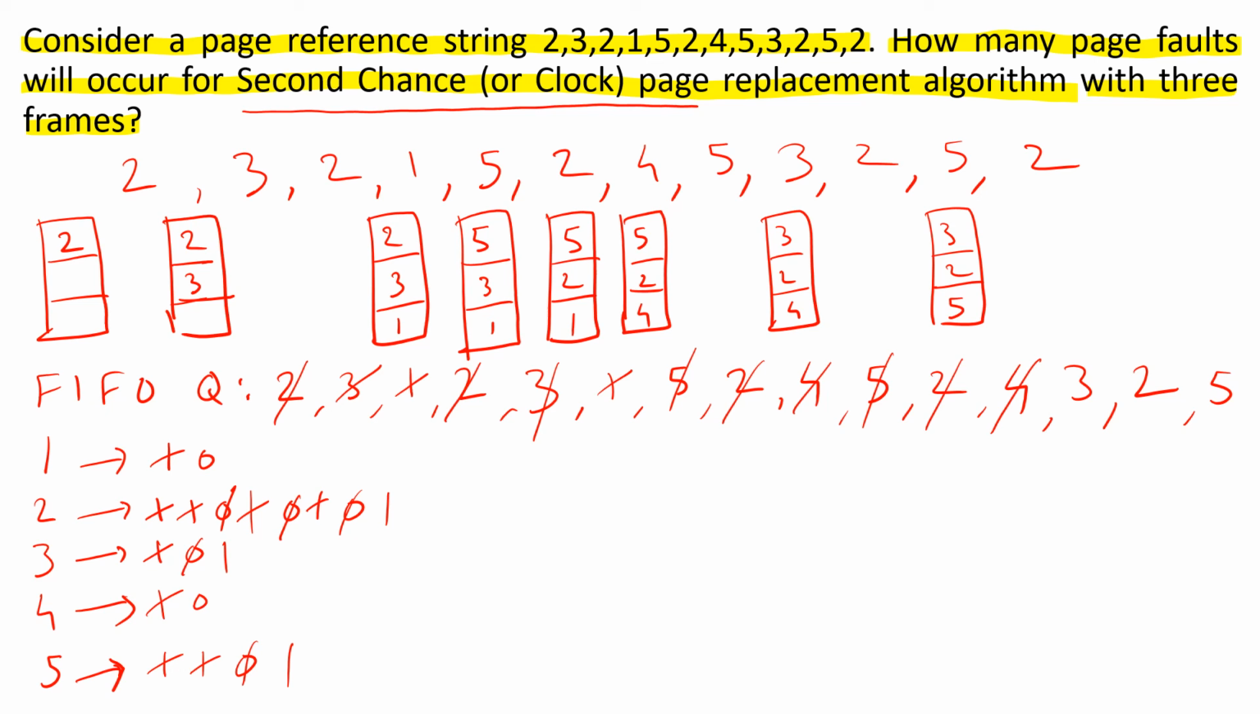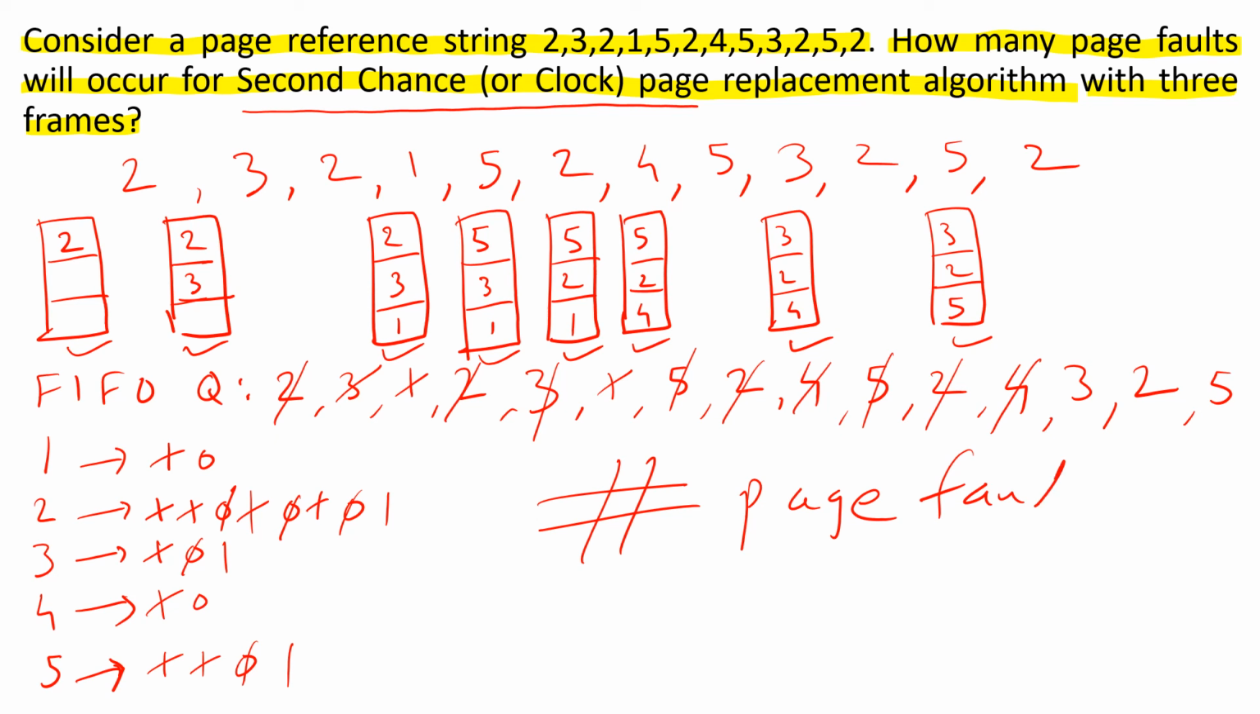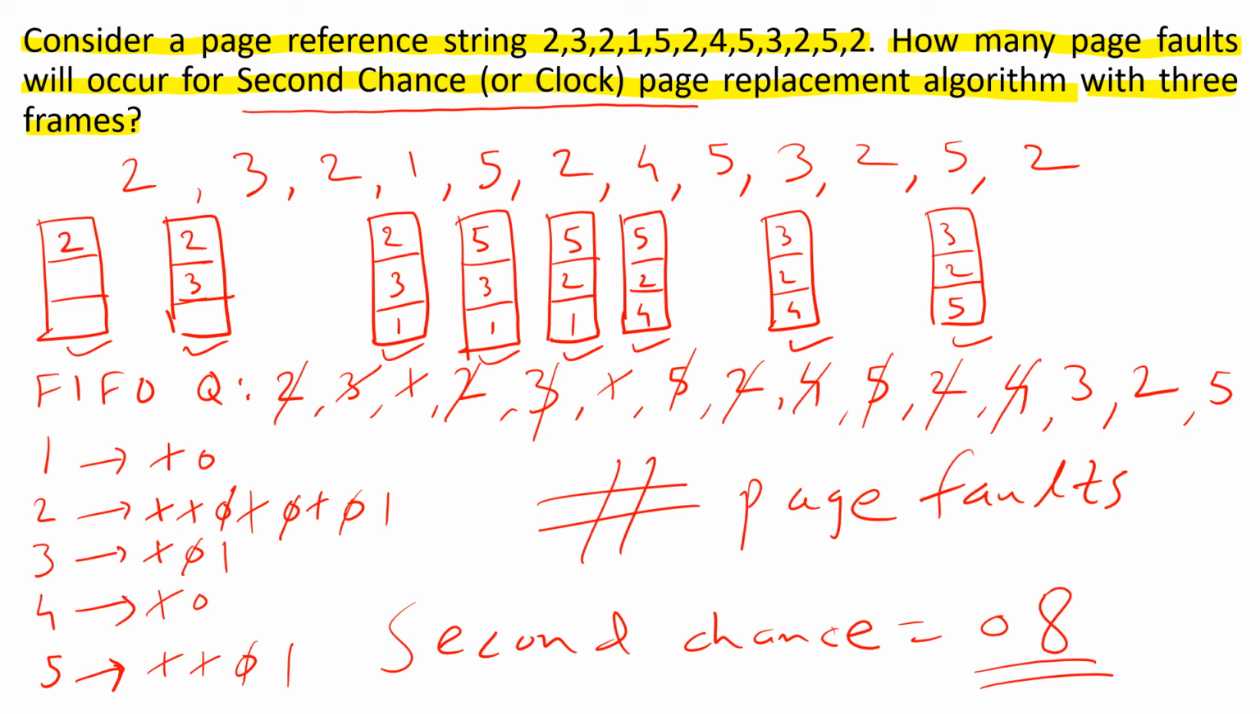So how many page faults did you get? 1, 2, 3, 4, 5, 6, 7, 8. So the number of page faults with second chance is equal to 8. Okay, I hope you have understood this. Thank you.